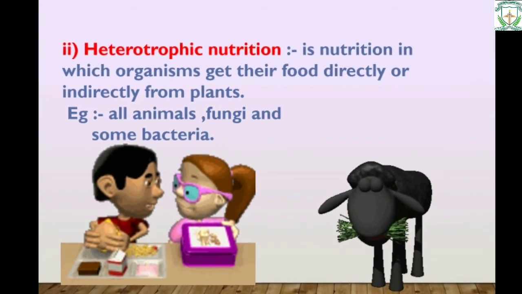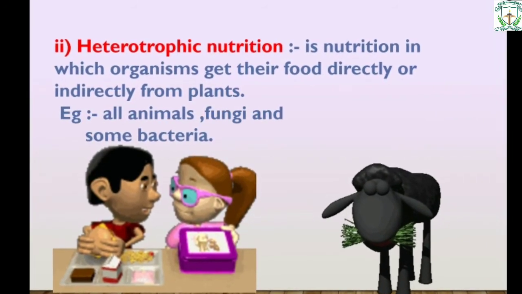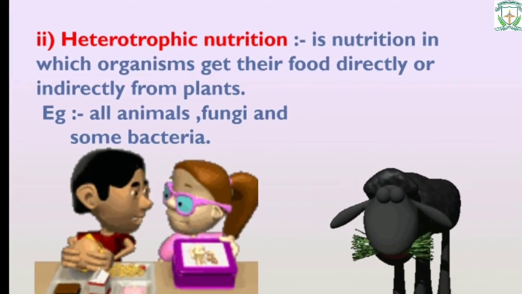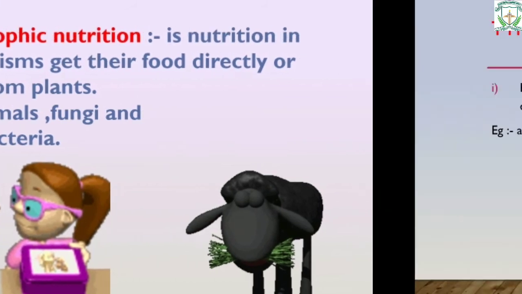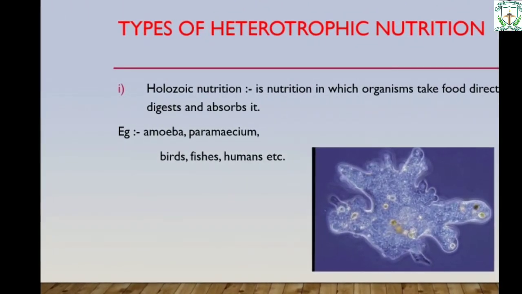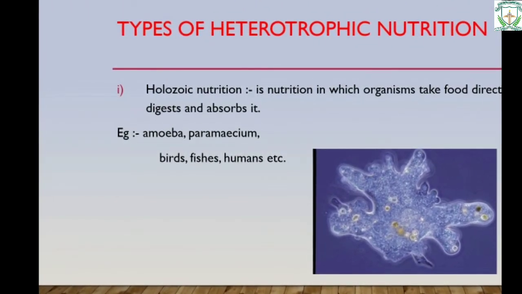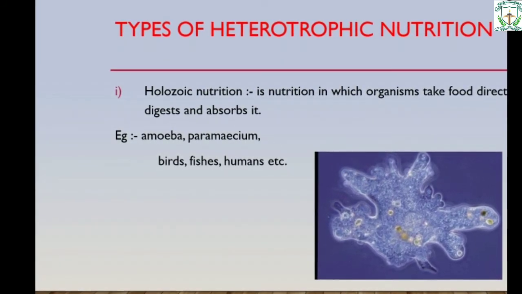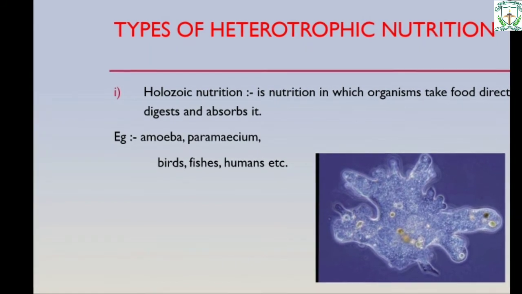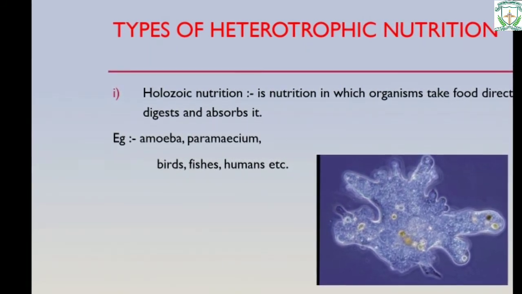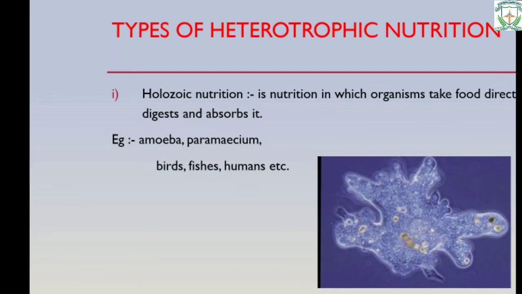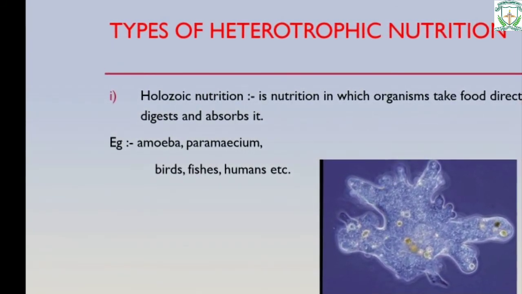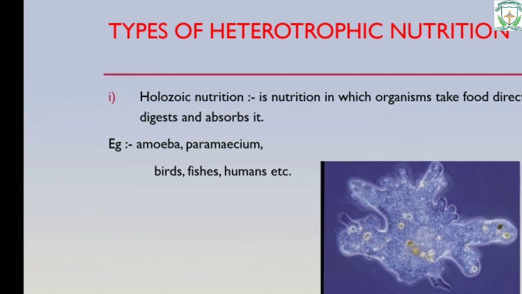As you know, heterotrophic nutrition is a mode of nutrition in which the organisms depend on the autotrophs for their food. And there are three types of heterotrophic nutrition. First one is holozoic nutrition. What is this holozoic nutrition? Holozoic nutrition is one in which the organism takes food and digests it inside the body. Examples are humans and all the animals, and also amoeba, paramecium, etc.